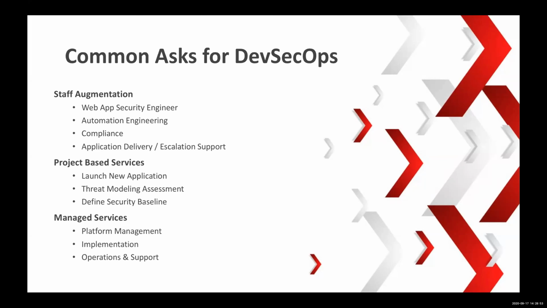Launching new applications, building your threat modeling process. If you don't have one today, you might want to do it in the form of a tabletop or even using something like Microsoft Threat Modeling Toolkit or any other free toolkits that are out there. And then defining a security baseline, like what does good traffic look like and what is an anomaly, because there are always going to be novel attacks.